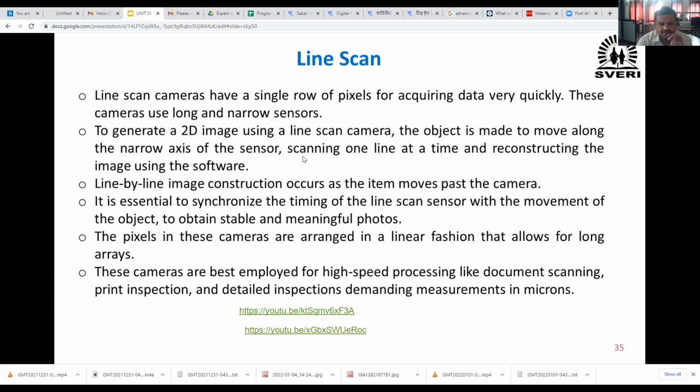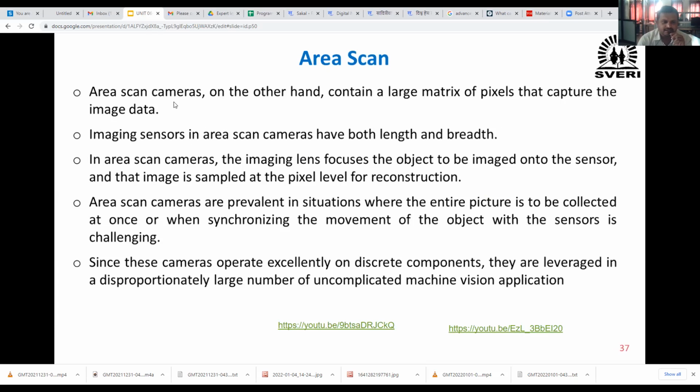Okay, this is nothing but line scan. Next we will see area scan. Line scan means 1D image, area scan means 2D image, always remember. And CCD, charge coupled device or digital cameras.